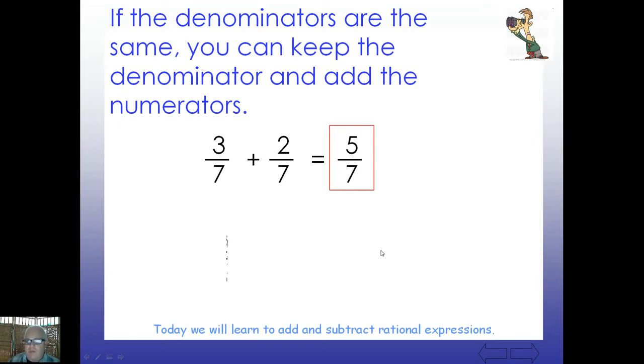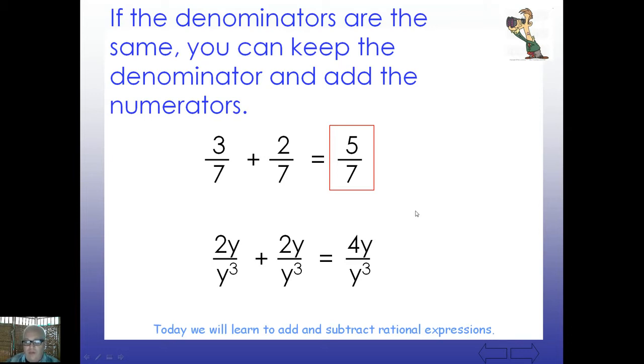What if we throw some letters in there, some algebra stuff? 2y over y cubed plus 2y over y cubed. Now, when we add these, try to be disciplined here. You're not changing the denominator at all. You just simply add the numerators at the top. We end up with 4y over y cubed.